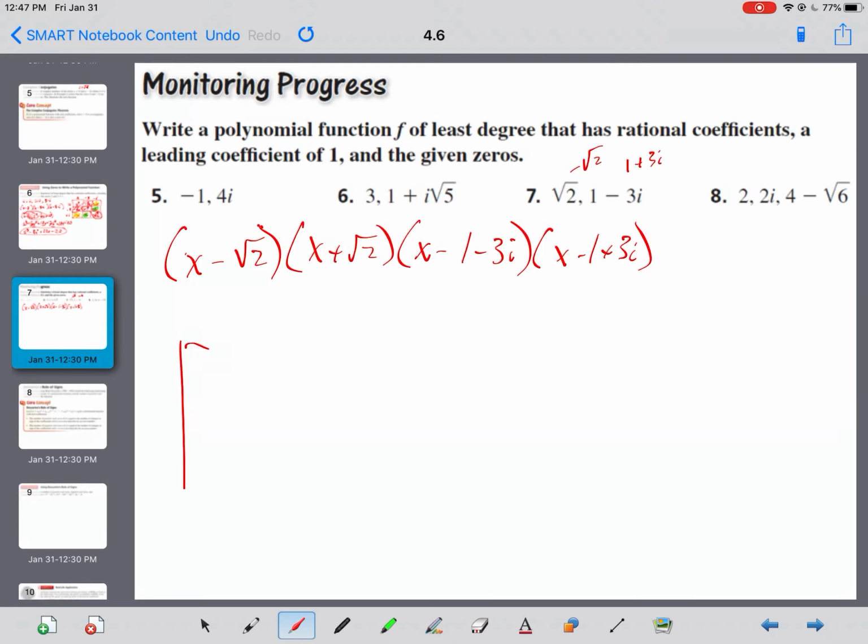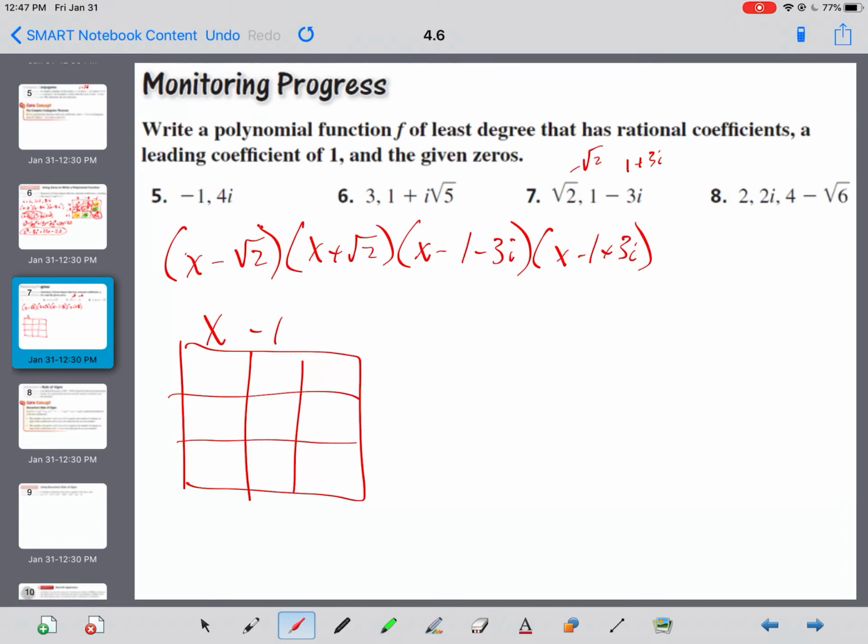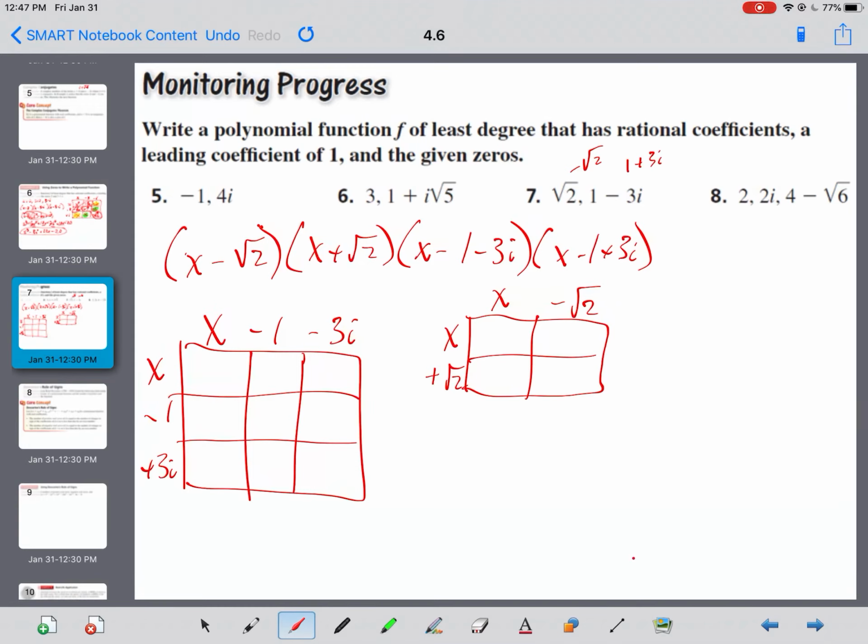I'm going to do 2 boxes this time because I have all of that radical. That's going to be a big one. x minus 1 minus 3i, x minus 1 plus 3i. And then I need a 2 by 2 box. x minus square root of 2, x plus square root of 2. All right, start the big box. Then we're going to multiply the answers of these together.